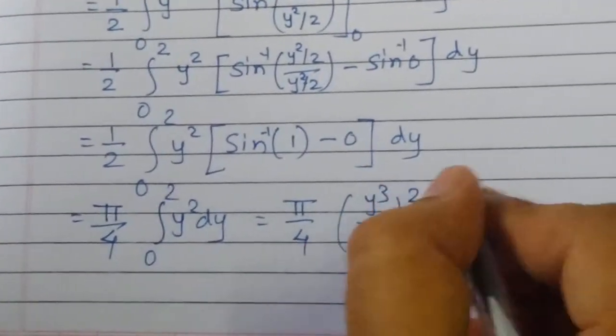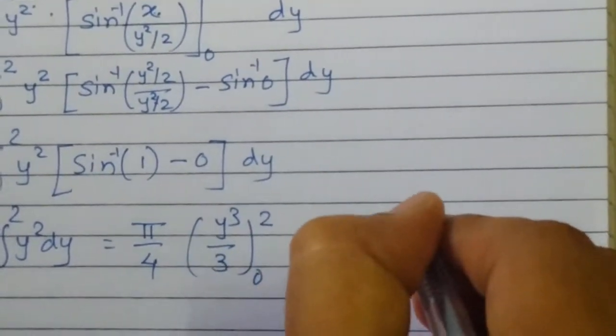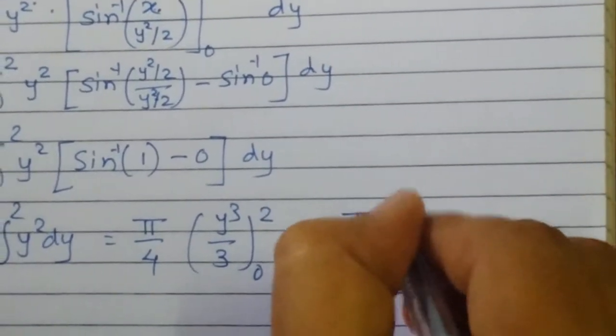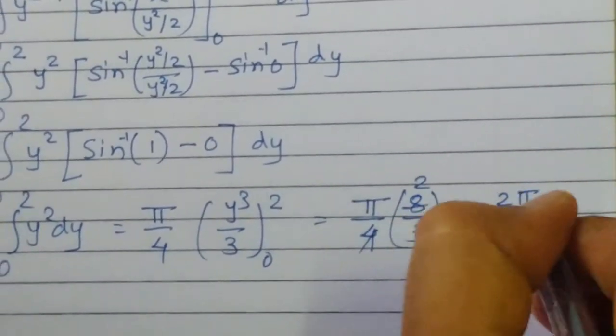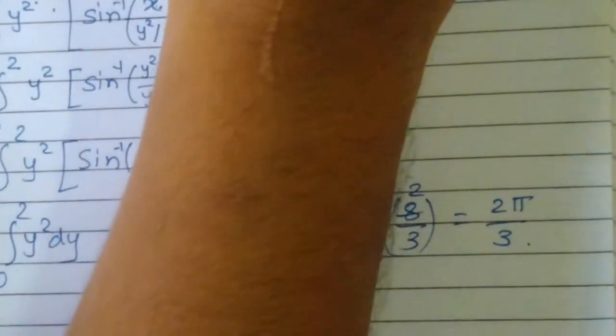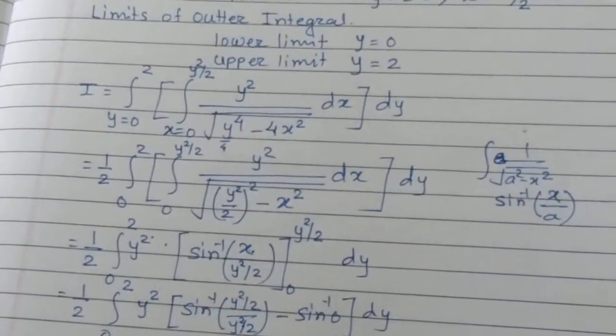Correct. So what is y cube? Sorry, 2 cube is 8. So we have pi by 4 into 8 by 3. Okay, so 4 1s are 4, 4 2s are 8. So 2 pi by 3 is the value of the double integration. Are you clear with this? I hope you have cleared this second problem based on changing the order of integration.